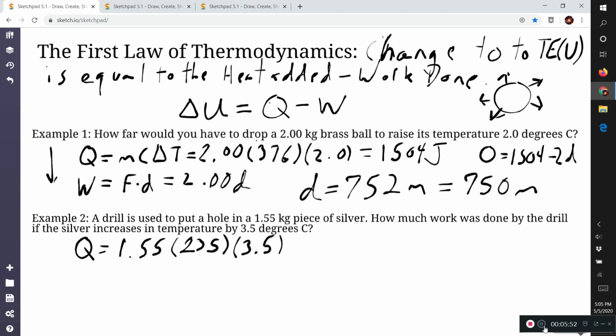And when we multiply that, we get 1274.875.